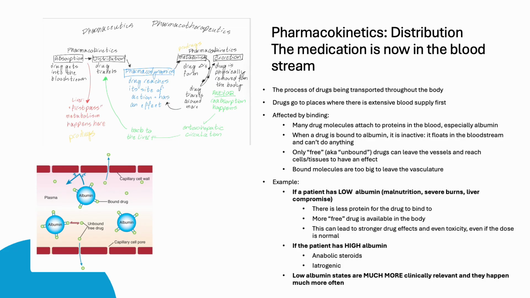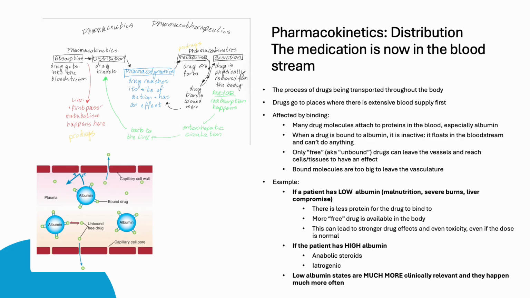So what you need to know from this is low albumin states are way more common and they happen way more often. I can probably count on one hand when someone has had a high albumin and that affected their drug distribution. So the key learning from this slide is that albumin affects drug distribution because drugs can't get to target cells and tissues when they are connected to albumin.